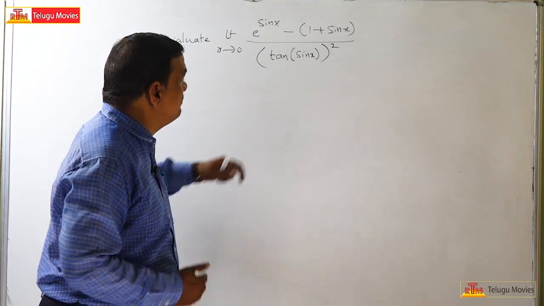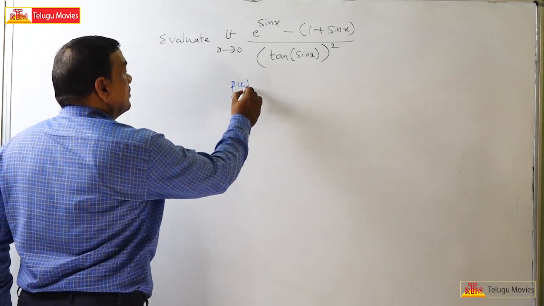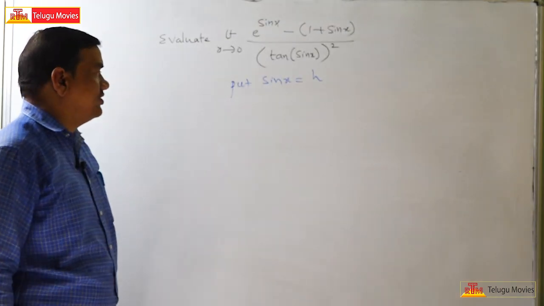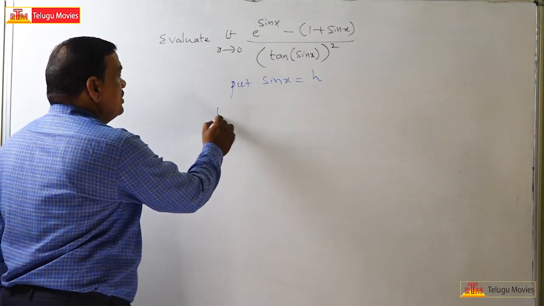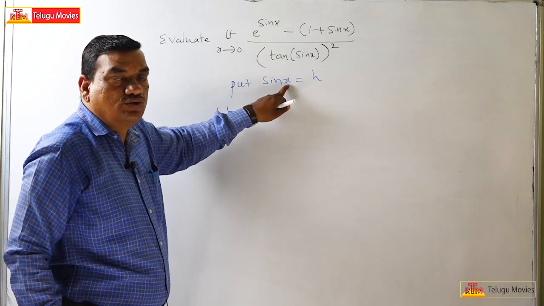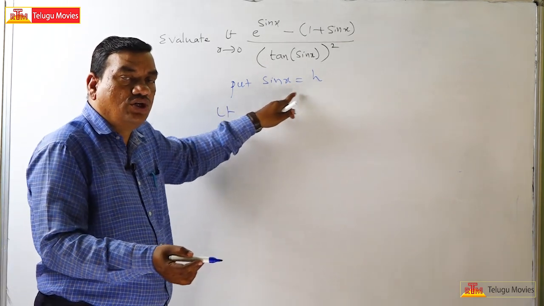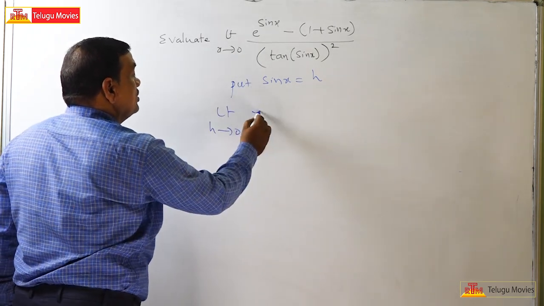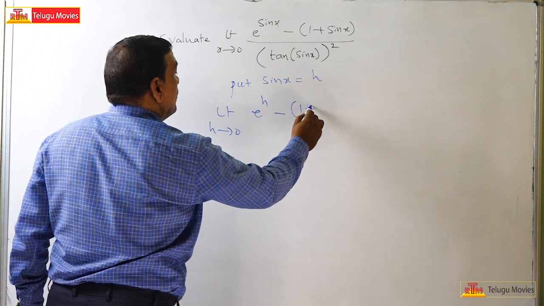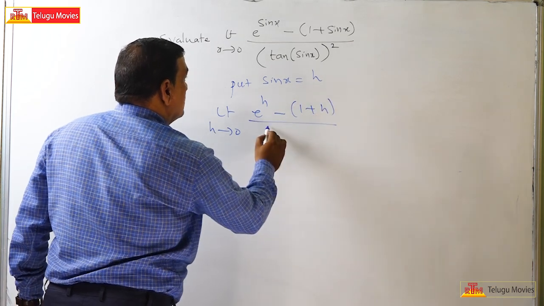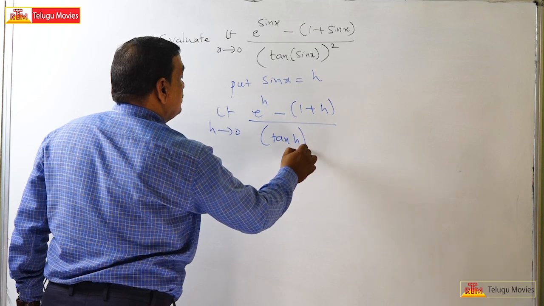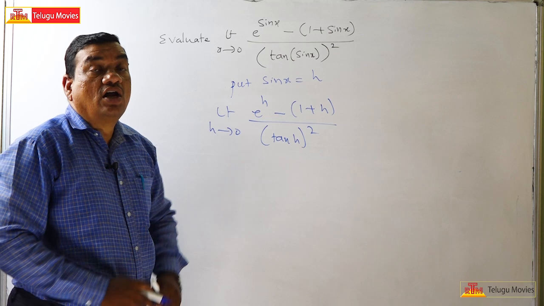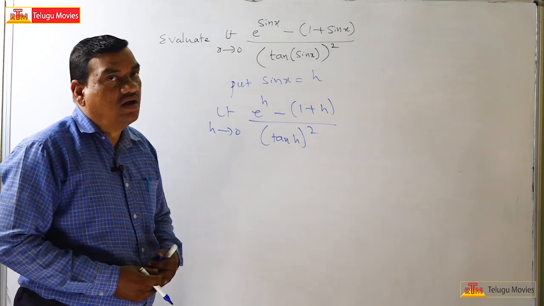That's why put sin x is equal to h. Now this is equal to limit as x tends to 0, sin x also tends to 0. Therefore, h also tends to 0. This is equal to e power h minus of 1 plus h, upon tan h whole square. Wherever sin x is there, I have substituted h. Now we will go for expansion.